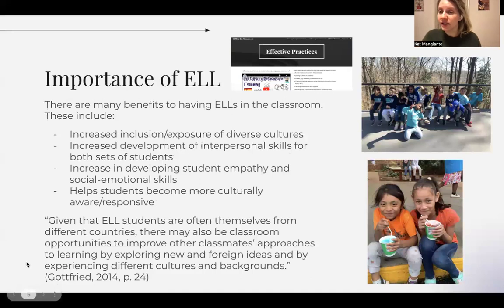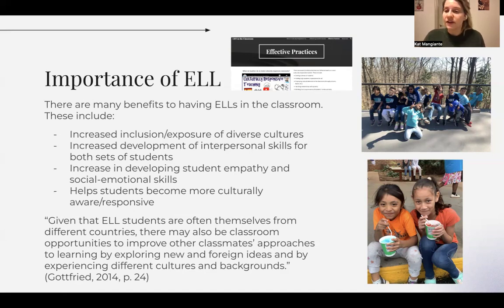So next, the importance of ELLs. There are many benefits to having ELLs in the classroom. These include increased inclusion and exposure of diverse cultures, and increased development of interpersonal skills for both sets of students, both general education students and English language learner students.